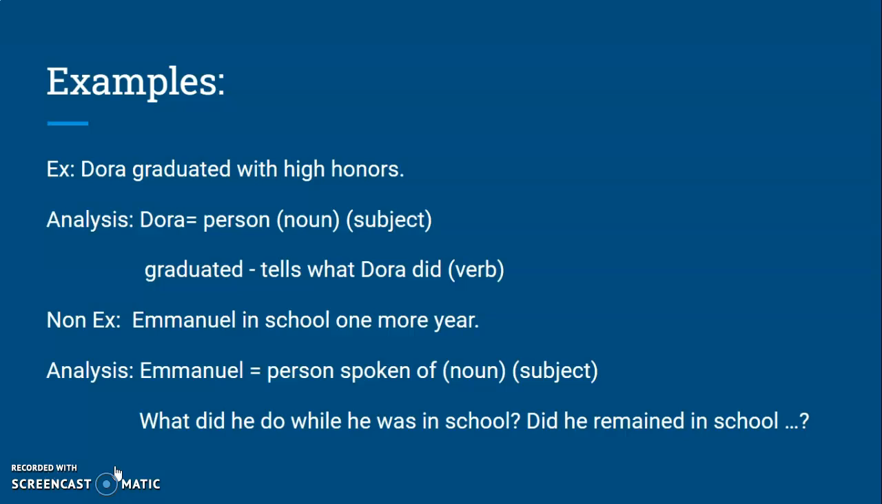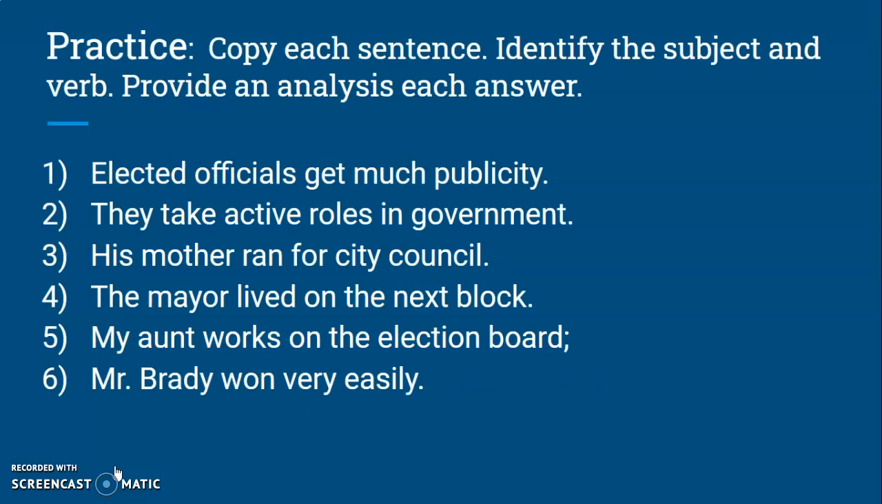A non-example. Emmanuel in school one more year. Well, we do have a subject, correct? We do. Emmanuel. He is who this phrase is speaking of. And what did he do? What did he do when he was in school? Did he remain in school? Did he excel in school? So you see, this is not a sentence because we do not have both the subject and the verb.